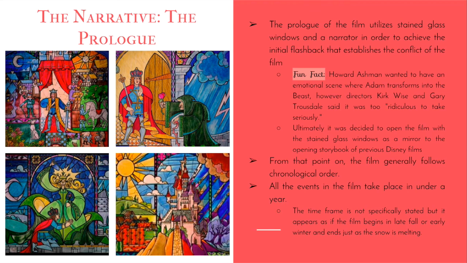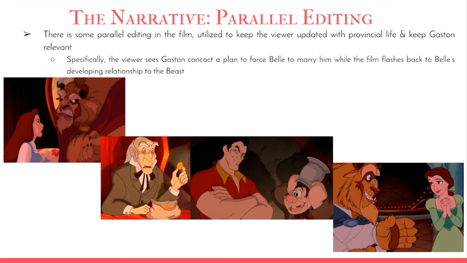It's never explicitly stated in the film, but we can assume that the events in the film are under a year because of the changing seasons. So we can also discuss the parallel editing in the film. Parallel editing is mostly used to keep the viewer updated with Gaston and what plans he's concocting.